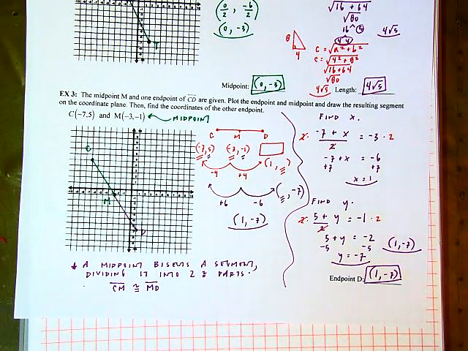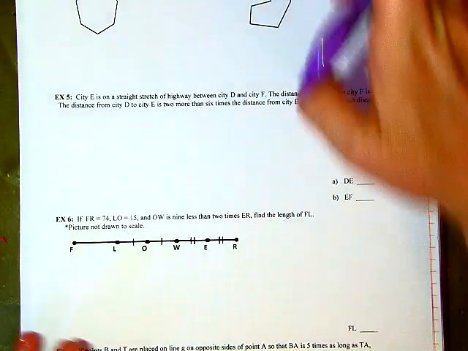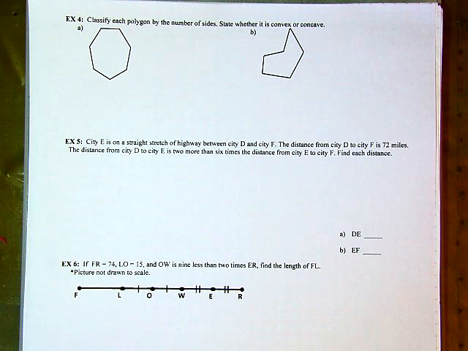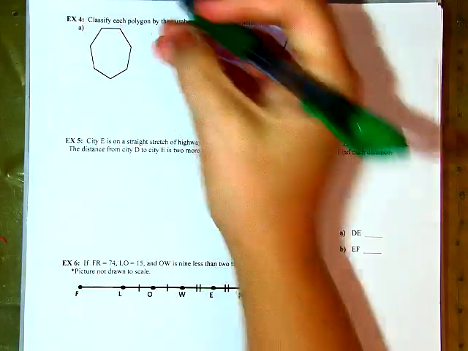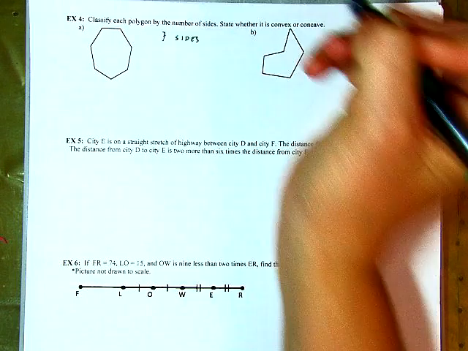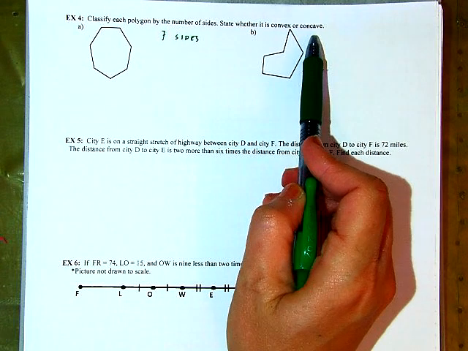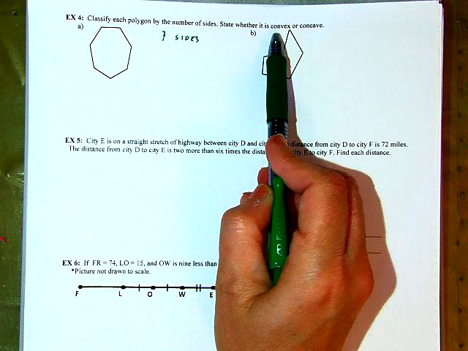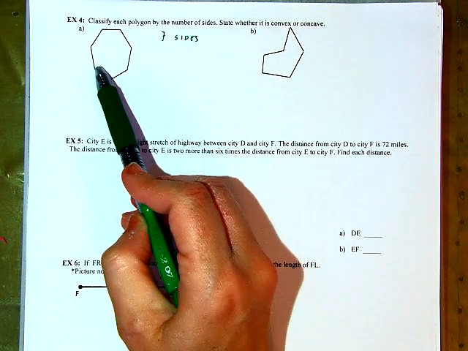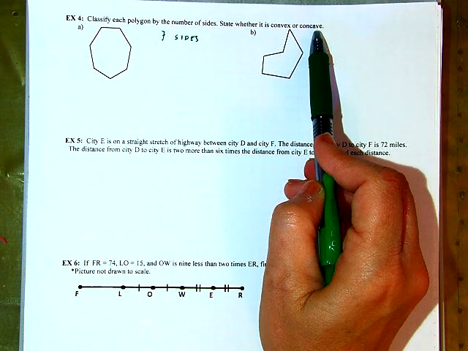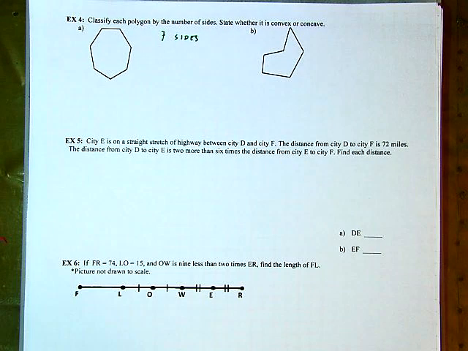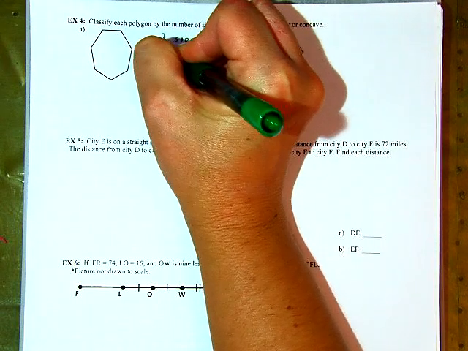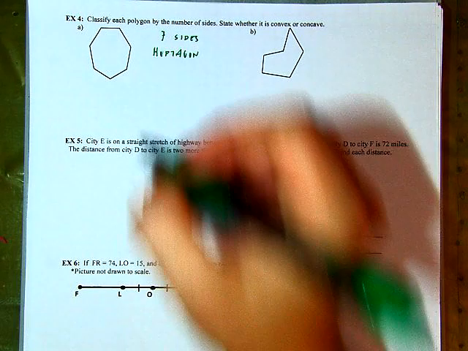All right, let's go to that next page. So for this second page, I'm saying classify each polygon by the number of sides. So here, I'm looking at 1, 2, 3, 4, 5, 6, 7 sides. And I'm also asked to state whether it is convex or concave. So if it is convex, that means that each of these interior angles has to be less than 180. If it's concave, that means that we have an interior angle that is in excess of 180. So here, they all look like they're less than 180. So this one is a heptagon because of the 7 sides. So 7 sides is a heptagon, and it is convex.